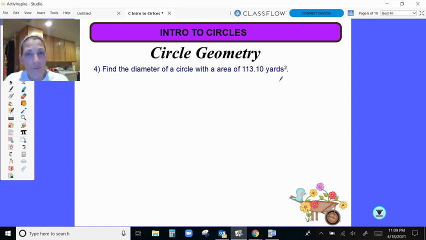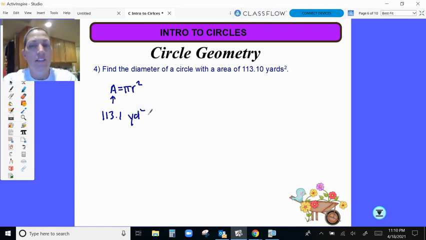Find the diameter of a circle with an area of 113.1. So I know that my area is pi r squared. So if I plug in my area right here, 113.1 yards squared. That's going to be equal to pi r squared.